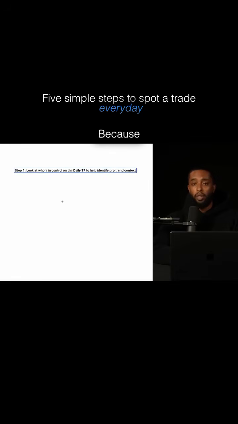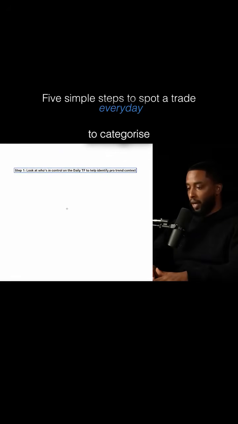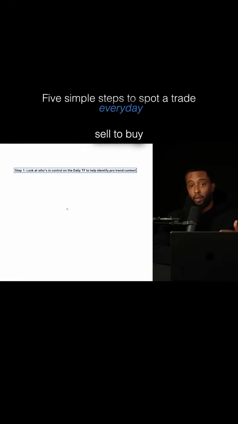Why is this important? Because later on we're going to get to the stage where we're going to categorize our trades into pro trend trades, counter trend trades, reversals, buy to sells, sell to buys, so on and so forth. But how can you even know which trade to take? You know this by first and foremost identifying who's in control.